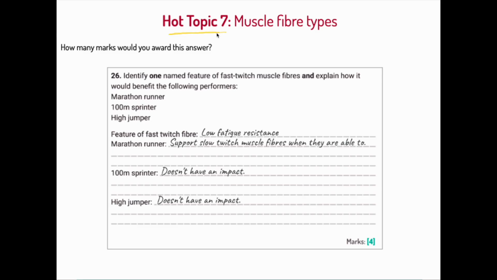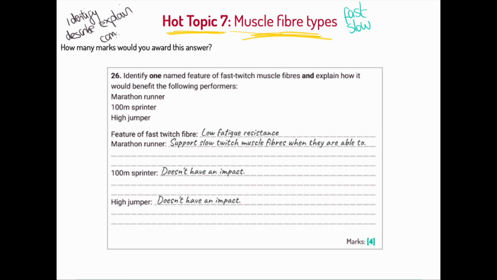We're on to hot topic 7, good old muscle fibre types. Remember, we have got 2 different types. We have got our fast and our slow. And some interesting things for you to start to think about. Identify. Can you identify the different muscle fibre types? Could you describe them? Can you explain them? We're going to go into a bit of explain later.